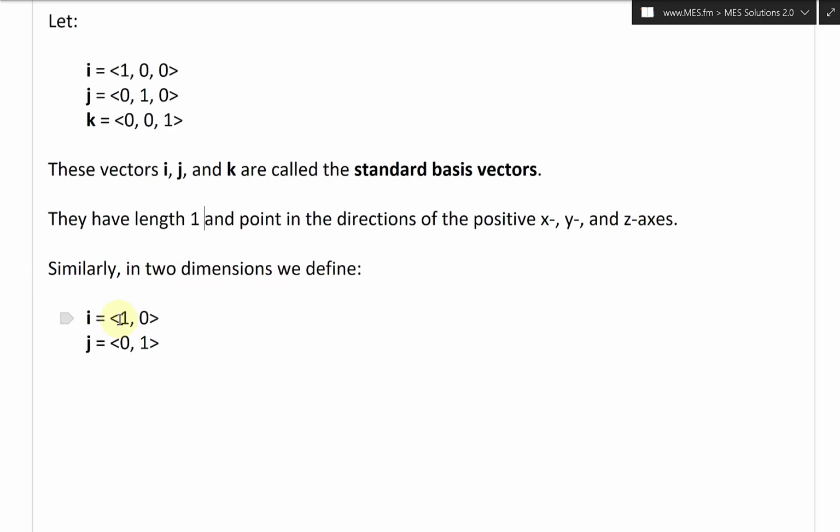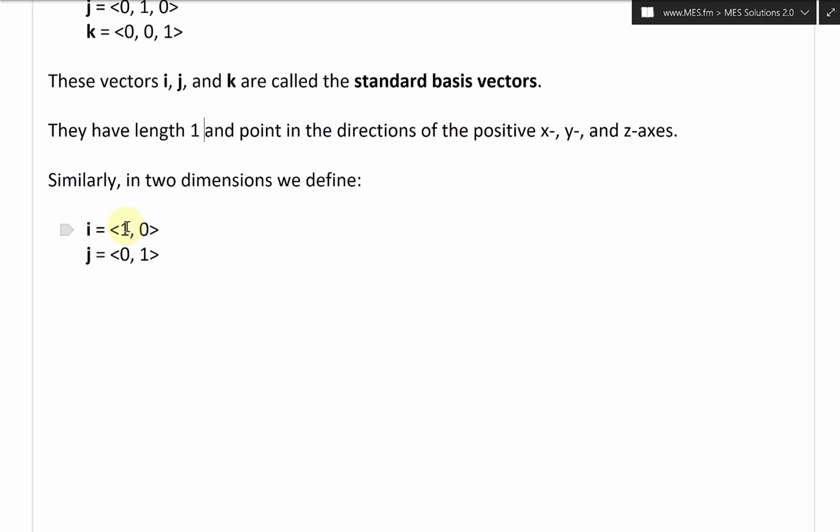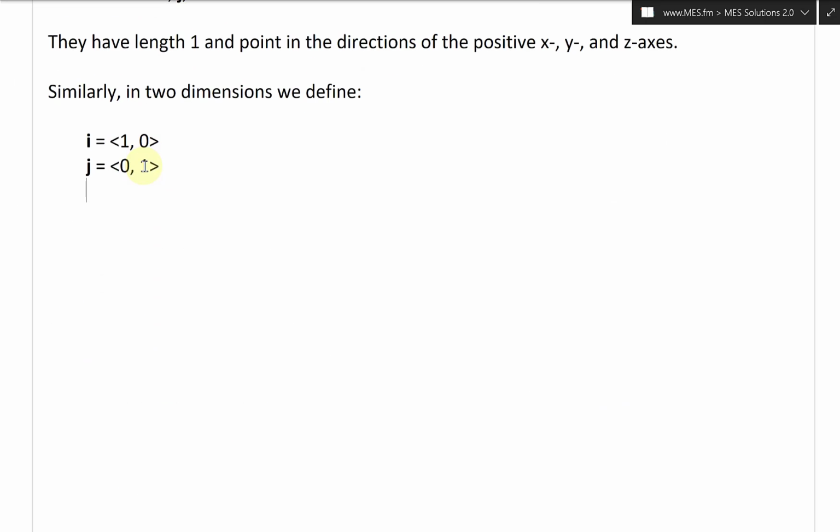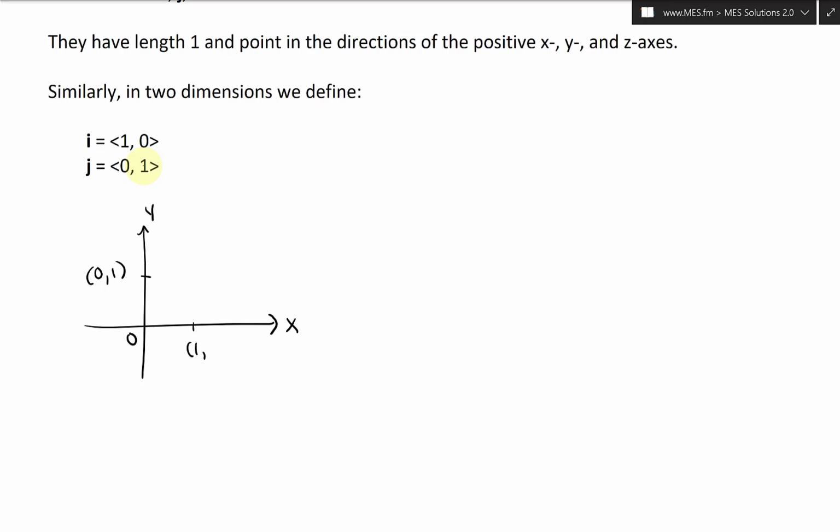Similarly, in 2 dimensions, we define the vector i as having components 1 and 0, and j has components 0 and 1. And here I'm going to draw out how this looks in 2D and 3D. So if you have in 2D, here's the standard basis vectors. Let's say you have the x, and that's the y, and this is the origin. So now this would mean that we're going to have a vector. Let's say at this point right here, this point is 0, 1. So that's 0, 1. And this point is at x is 1 and y is 0.